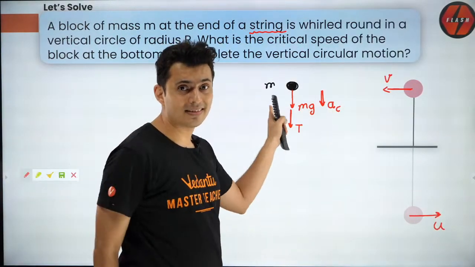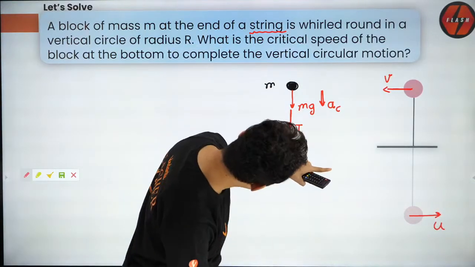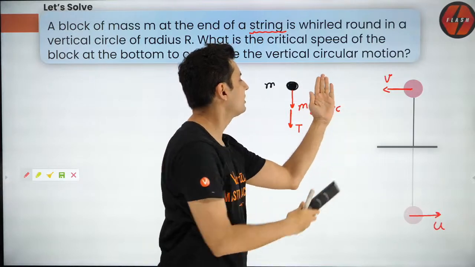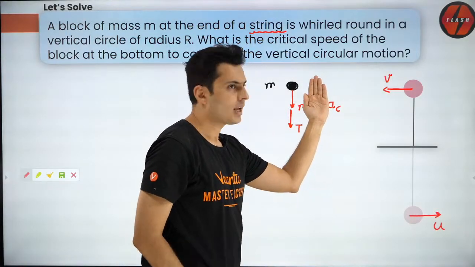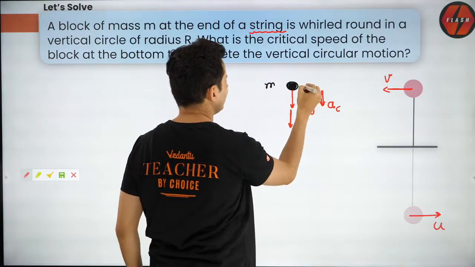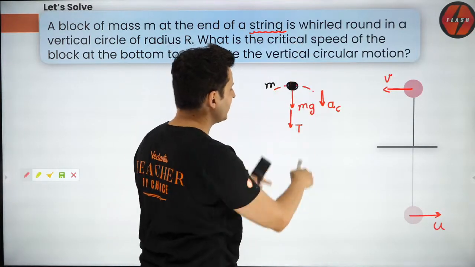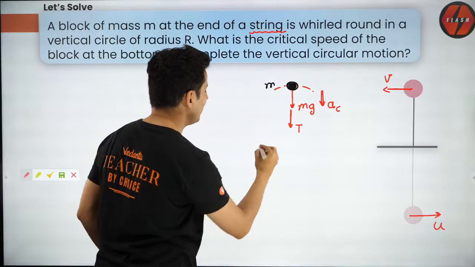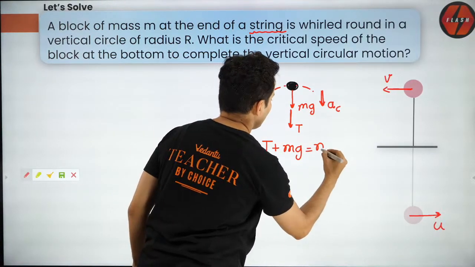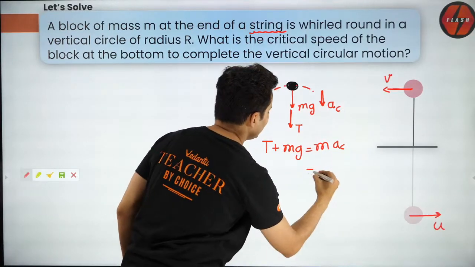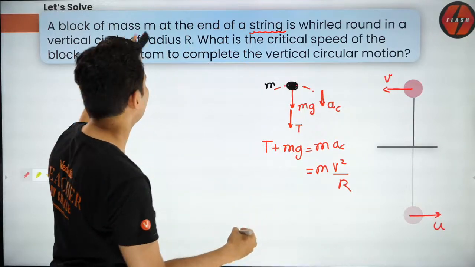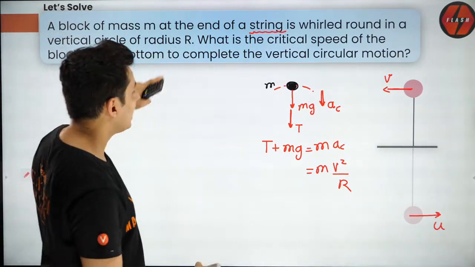Nothing apart from this is acting. Only if you sit in a rotating frame like this, then there will be a pseudo force, but then this acceleration won't be there. So I am sitting in a ground frame and observing the circular path. That's the reason why I'm showing it accelerate downwards. So how will my equation look? Tension plus mg will be m into a_c. So what is a_c? It is nothing but v square by r, because the length of the string is given to be r.